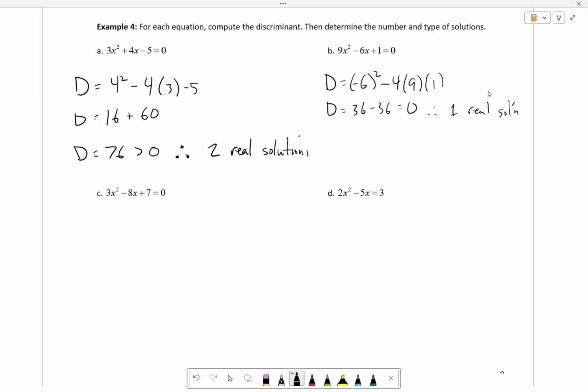Joseph, help us with C, please. 64 minus, like all under the square root, 64 minus 4 times 3 times 7. Should I be including the square root? Yeah, the square root, like all over it. No. Wait, no. Oh, shoot, yeah. It's just the discriminant, just the contents of the radical. Okay.